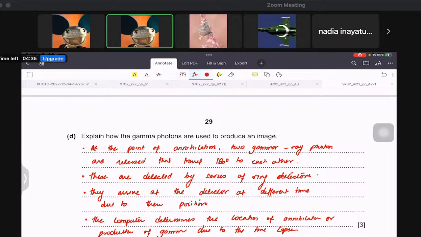And then the concentration of gamma rays received can help us determine the, help us reconstruct.